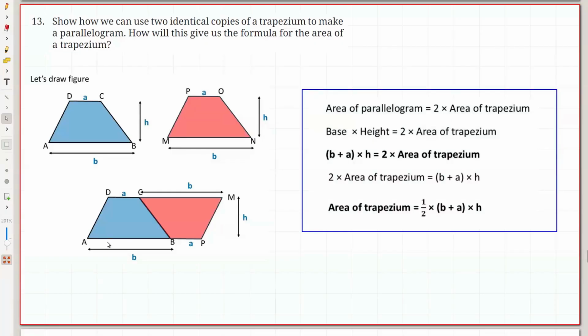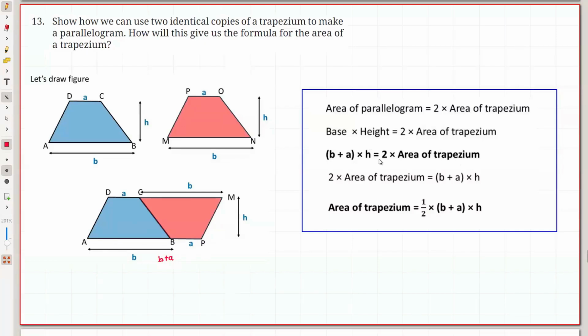The base of the parallelogram is B plus A. This is B and A, so the total will be B plus A. So base into height, (B plus A) into H, is equal to 2 times the area of the trapezium.